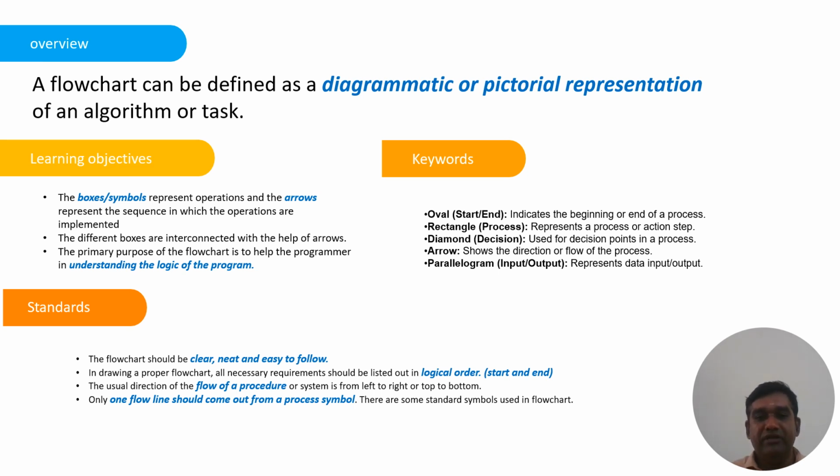We have to follow the standard symbols. We have some standard symbols such as the oval, which is used for the start and the end of a process; the rectangle, which represents the process in a logic or a solution; the diamond, which is used for a decision; the arrow, which is used for the flow or direction of a process, or where we are going to select the option. And we have the parallelogram, which is used for input and output from the user and to the user. So these are the shapes majorly used in a flowchart.